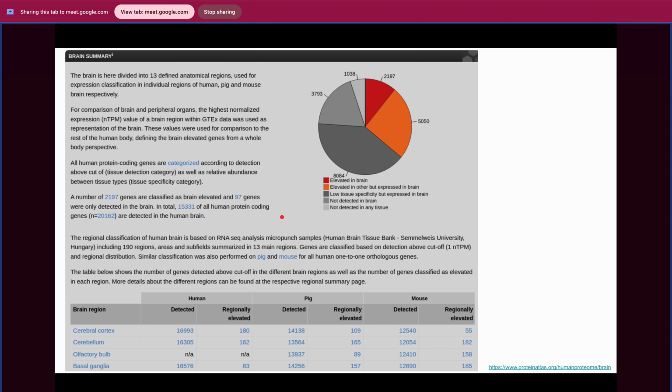Similarly, if we go down, it will also tell you the detected as well as regionally elevated number of genes. If you click on these, you will be taken to the page where all the information is present. In this way, in Human Protein Atlas, all the information is given and it is mostly represented in the form of tables. Each item mentioned in light blue color, you can simply click on and the information will be given to you. Similarly, for all those regions, the information will be given for human, pig, and mouse brain.